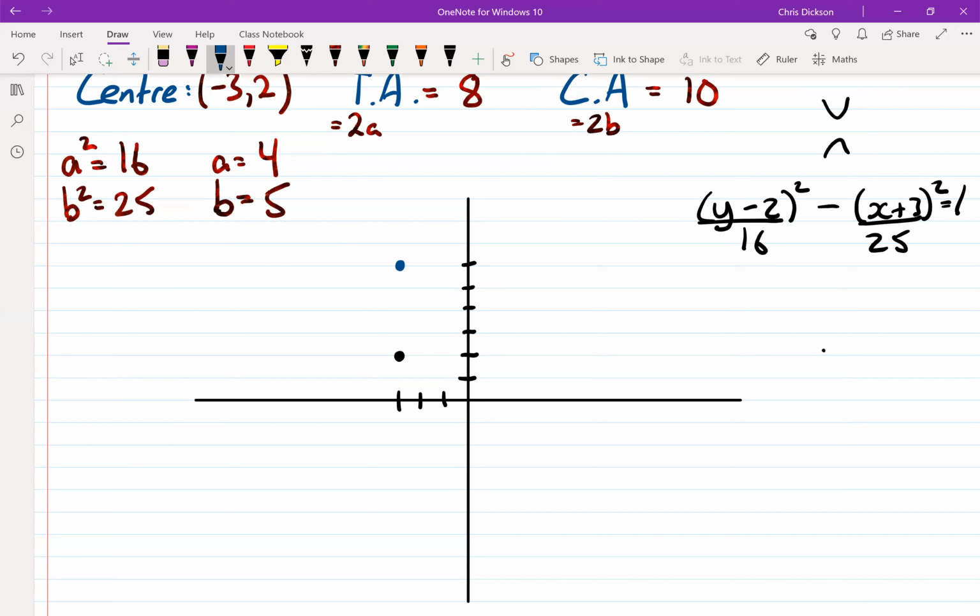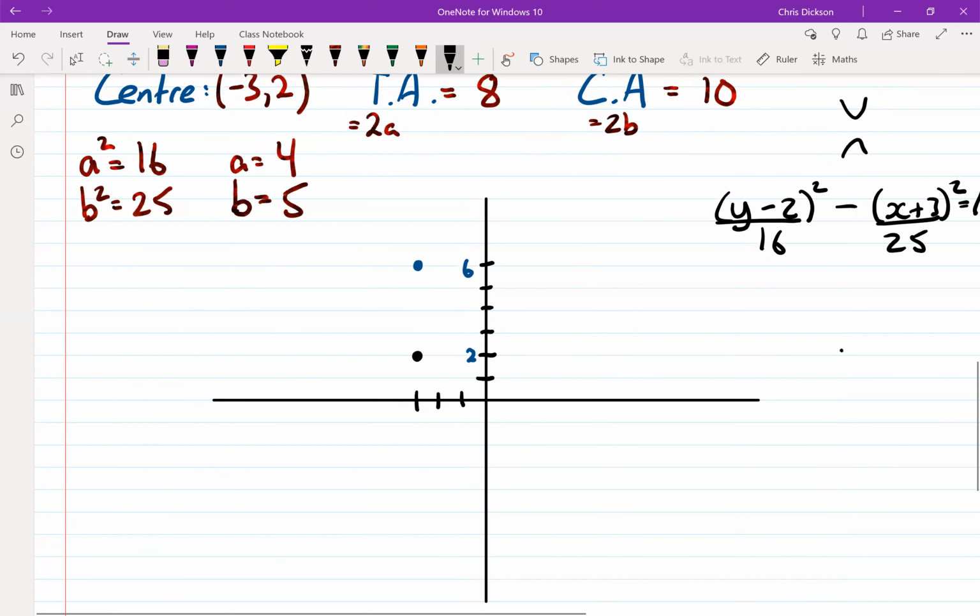And then, so this was 2, and I have to go up 4, so that makes that 6. And then I have to go down 4, so 1, 2, 3, 4, and I'm going to put a point here. So you can see between the two vertices, that's a distance of 8. There's 8 units between there. So that is the transverse axis.